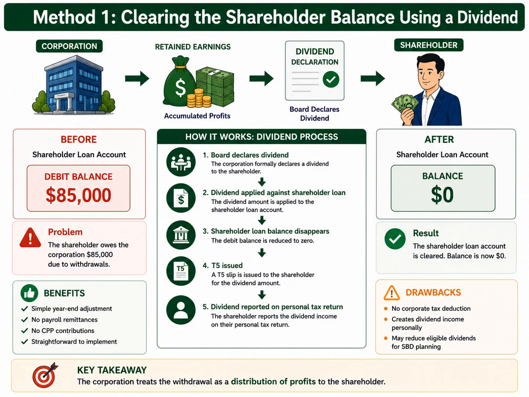The first method for eliminating a shareholder loan balance is to use a dividend. Remember our situation. The shareholder has already received money from the corporation during the year, creating a shareholder loan account with a debit balance. In this example, the balance is $85,000. One way to clear that balance is to formally declare a dividend.